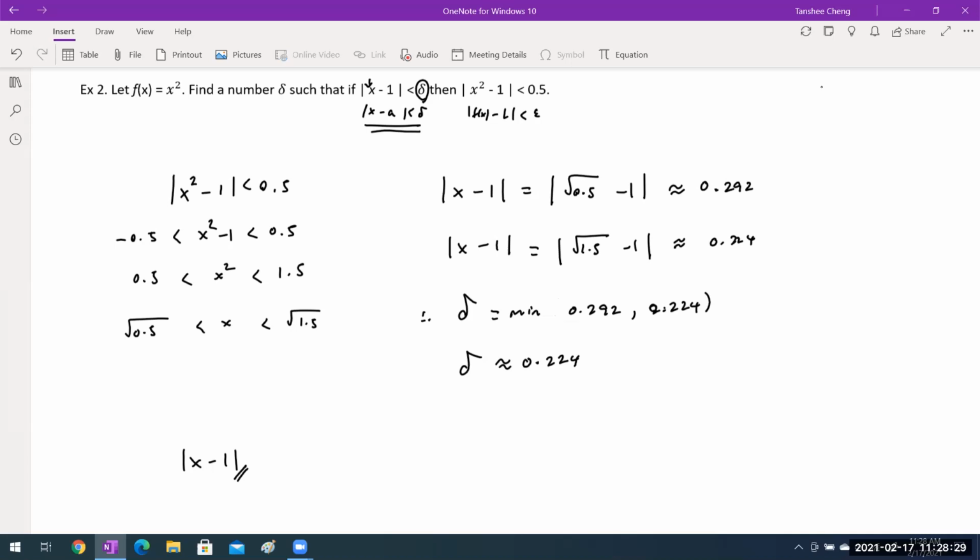And we know that, let me use the set notation, once we found a delta, any value smaller than this delta will also satisfy the conclusion that we want. So in this case, it is x squared minus 1.